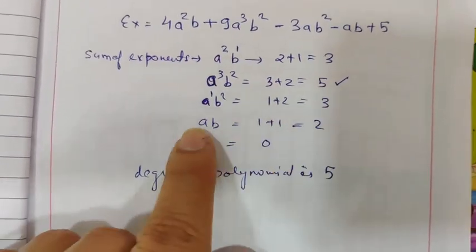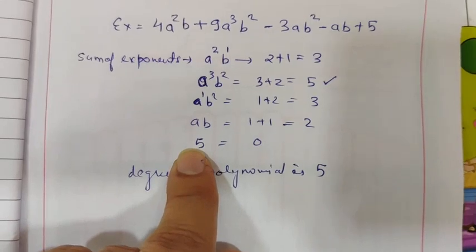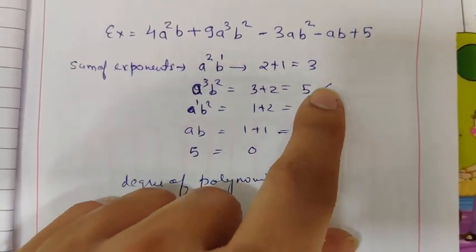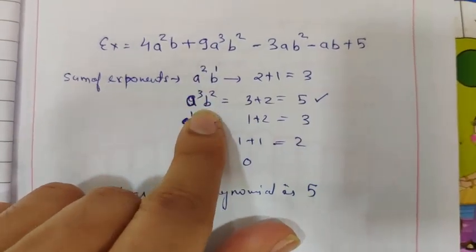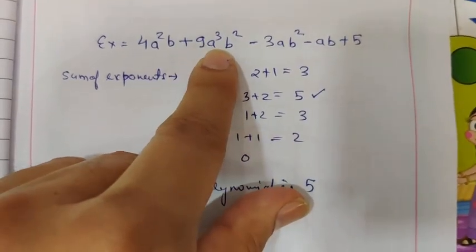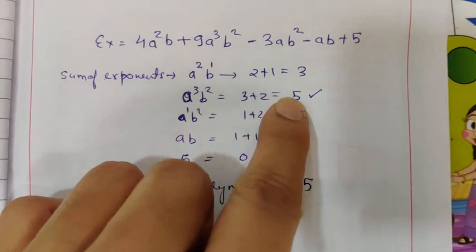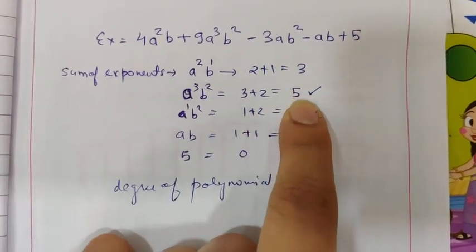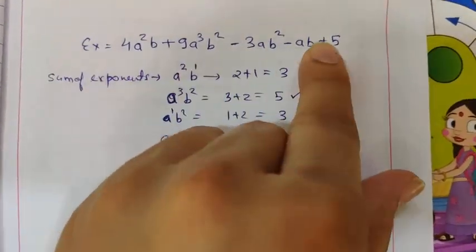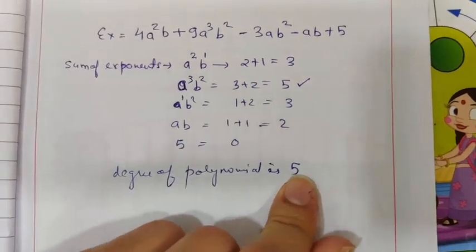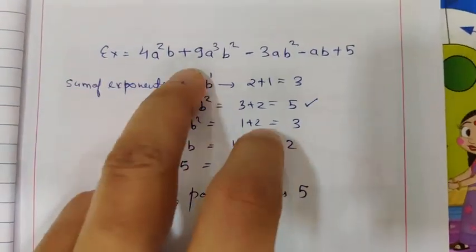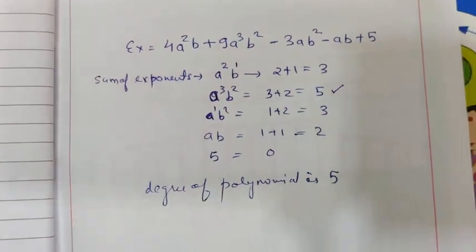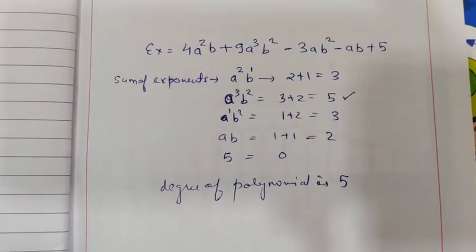In the same way, 3 is coming for this, 2 for this, and 5 is the constant, that means the power is 0. So which is the largest number among these? 5, that is a³b². The sum of the exponents of the second term is 5, that means 5 would be the degree of the given polynomial. So the degree of the polynomial is 5. So in this way we can find out the degree in this case also. So thank you so much for today's topic.